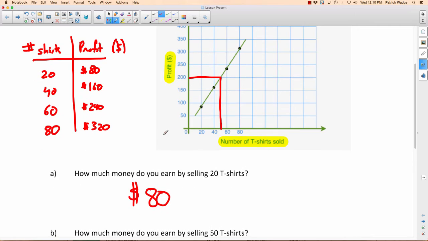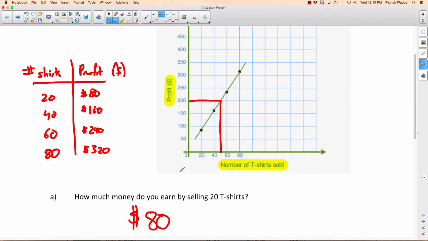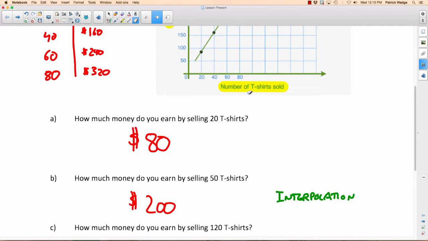So I just interpolated. Again, the reason I interpolated is because this value, 50 shirts, was not one of the original 4 data points, but I can use the graph to figure out how much it would be, and I find that it is $200. Okay, next question. How much money do you earn by selling 120 t-shirts? Okay, now we have a problem. 120 t-shirts, look, our graph only goes up to 80. How are we going to figure out how much 120 is? You're going to have to extend the graph.